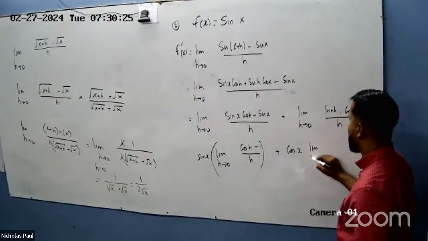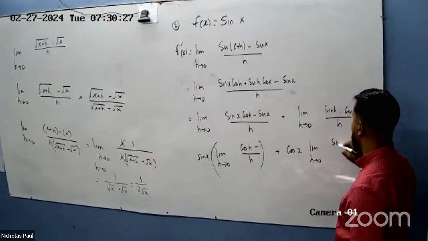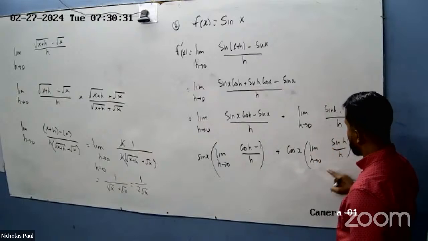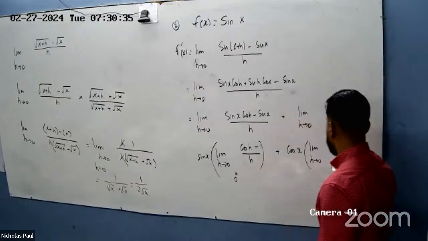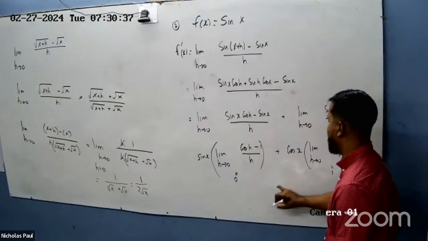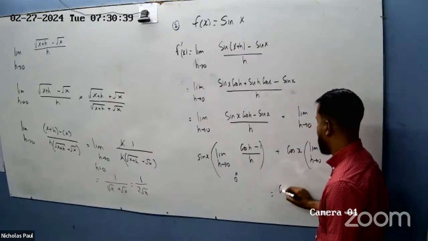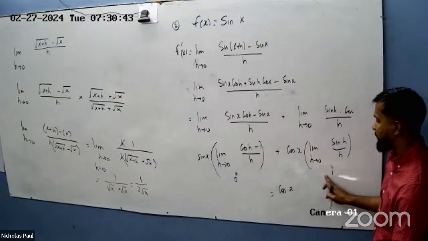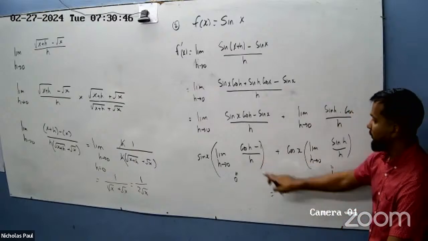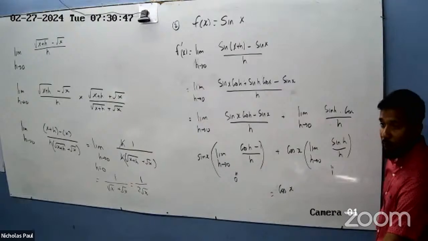So I'll get the limit as h approaches 0 of sine h on h. This value here is 1. This value here is 0. So I'll end up with cos x by 1, cos x, plus 0. Everybody okay with that?